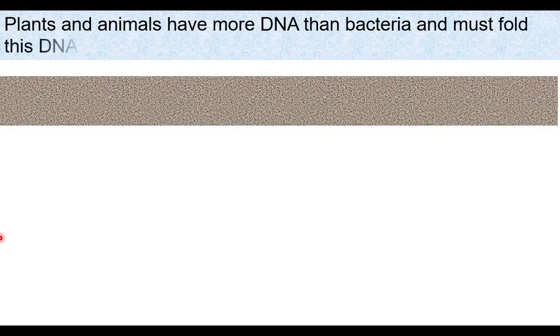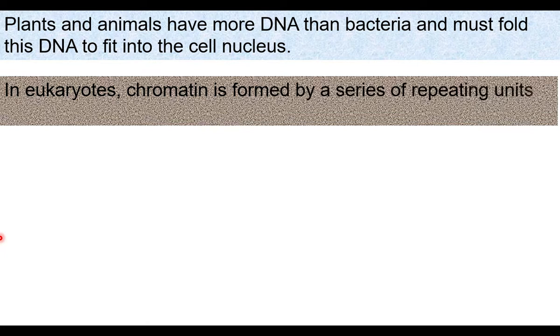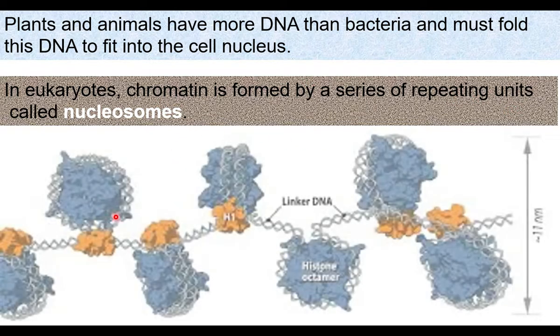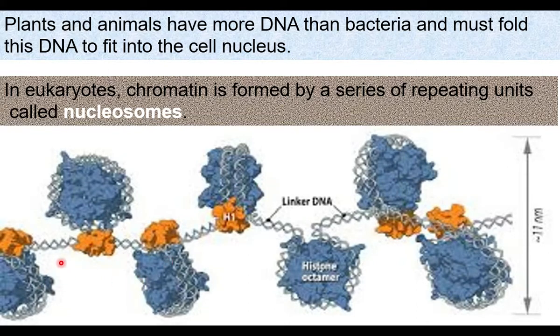Plants and animals have more DNA than bacteria and must fold this DNA to fit into the cell nucleus. In eukaryotes, chromatin is formed by a series of repeating units called nucleosomes. Nucleosomes are absent in prokaryotes. Here each one is a nucleosome. The nucleosomes are arranged, and the repeated nucleosomes form chromatin in eukaryotes.